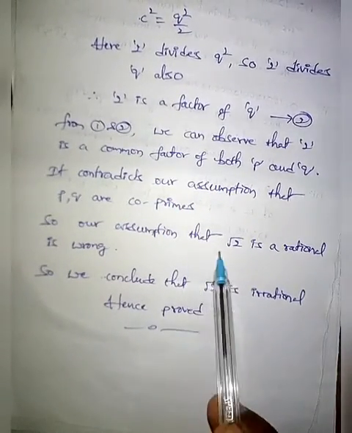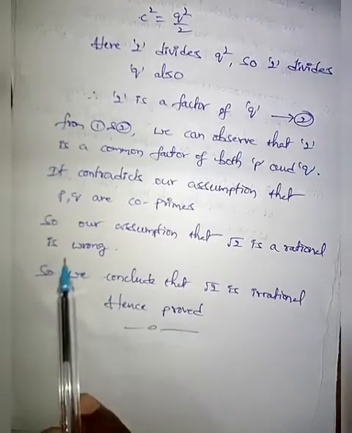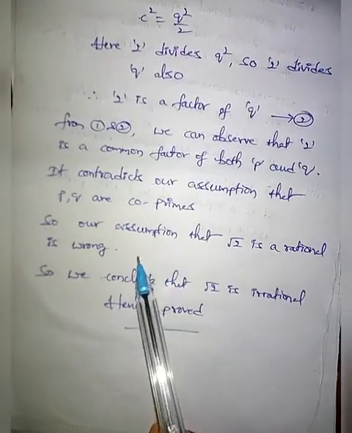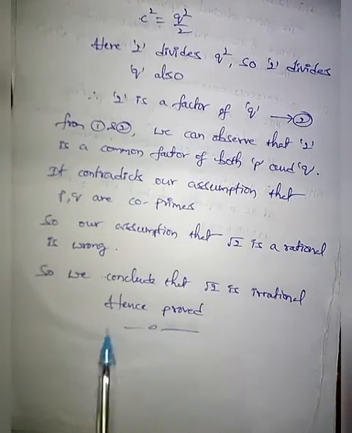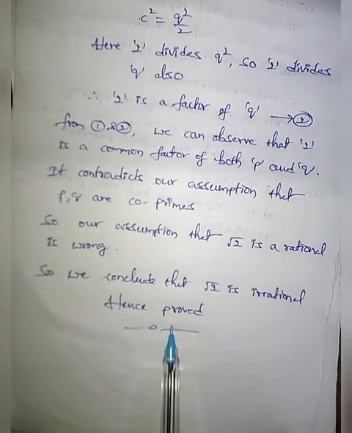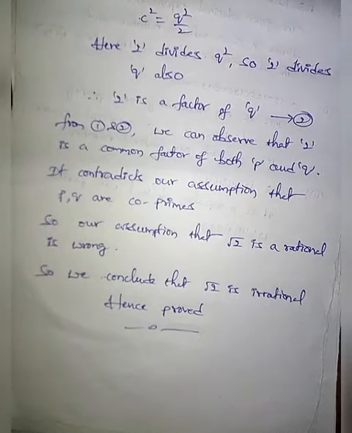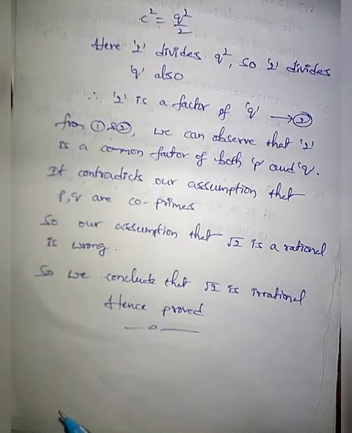So our assumption that root 2 is rational is wrong. So we can conclude that root 2 is an irrational number. Hence proved. For this type of problem, we have to select the contradiction method.